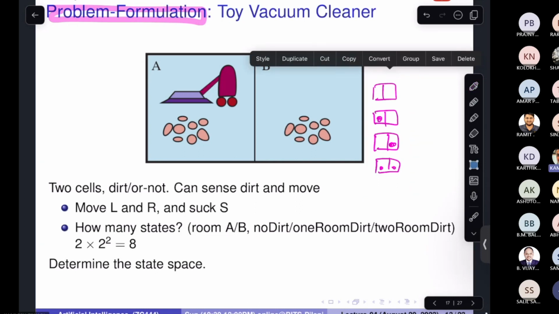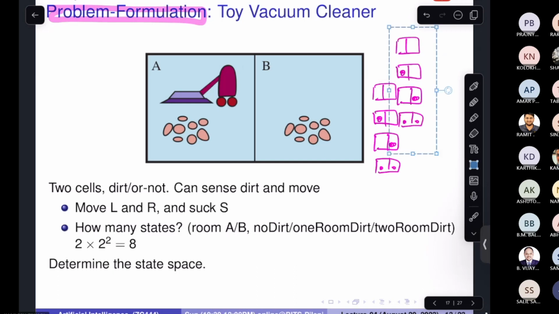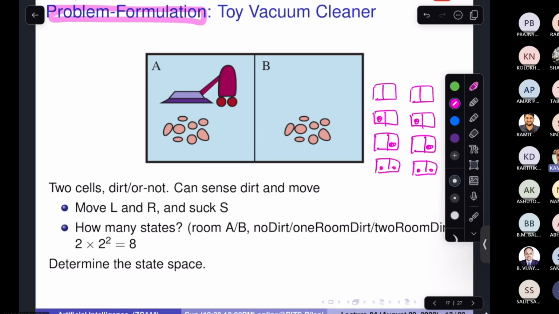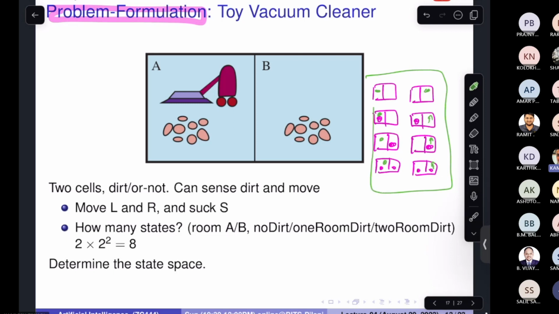And if I say that, in all these scenarios, I could have my agent, meaning this vacuum cleaner, here in the first room, room A, or inside room B. So how many states do we have? Total number of possible states we have. Can you tell me? Who is going to tell me? Eight states I have.